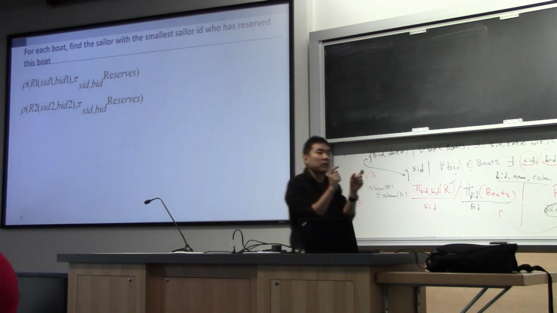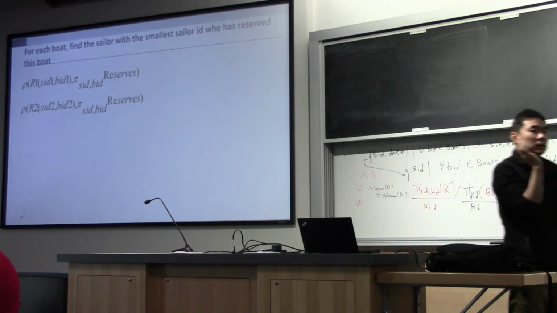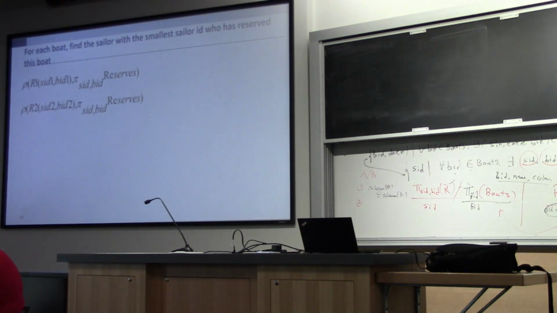And each copy shows me who reserved what. That's it. Who reserved what? Which sailor reserved which boat. Okay? Now, in order to find for each boat the smallest CID who reserved that boat, what do you do? Well, you join the 2 copies, R1 and R2, and make sure that you're talking about the same boat, boat ID equal to boat ID. However, CID is greater than another CID.